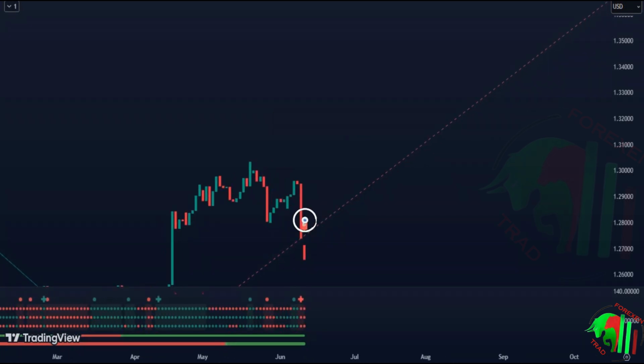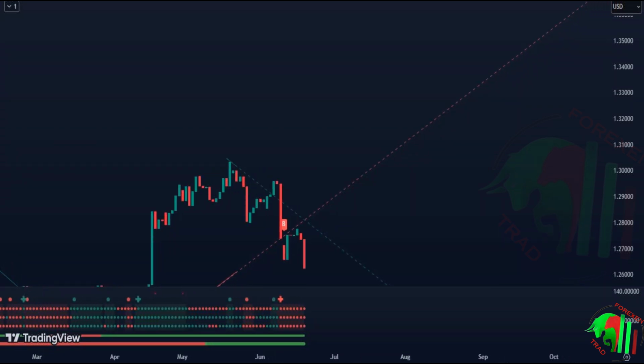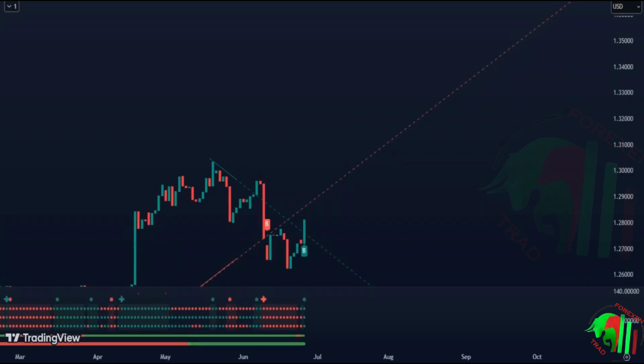We have a potential sell trade here. However, the indicator isn't fully supporting the sell signal because not all lines have turned red. This suggests that the market might not be fully committed to a downward trend, so we should be cautious before entering this trade. Now, looking at this buy trade, the situation is different.